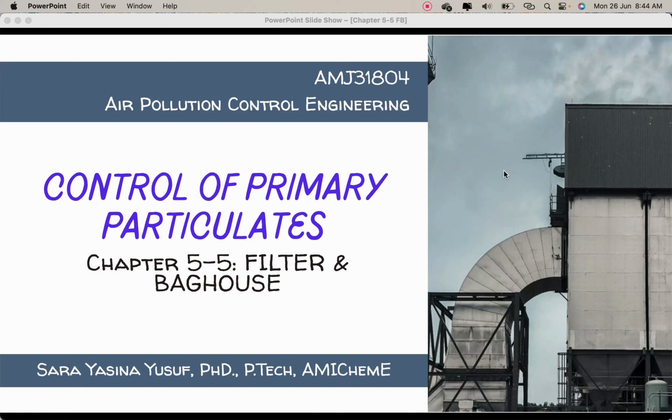Today we delve into an essential chapter that focuses on a crucial aspect of particulate matter control. We are already in chapter 55, Filter and Baghouse. I'm thrilled to have you join me as we explore the basics of filtration and baghouse systems, which play a vital role in maintaining clean and breathable air in various industries.